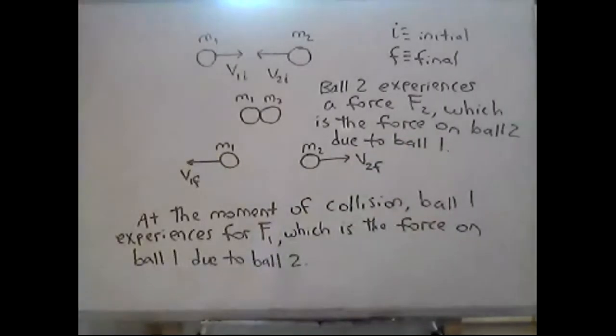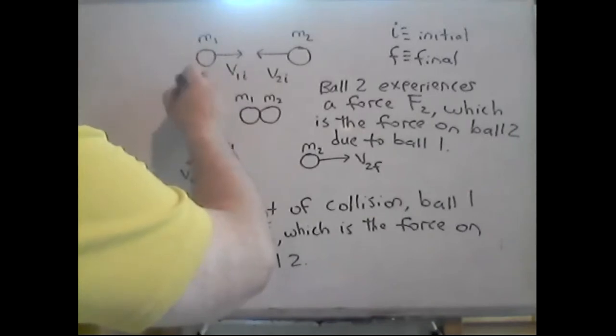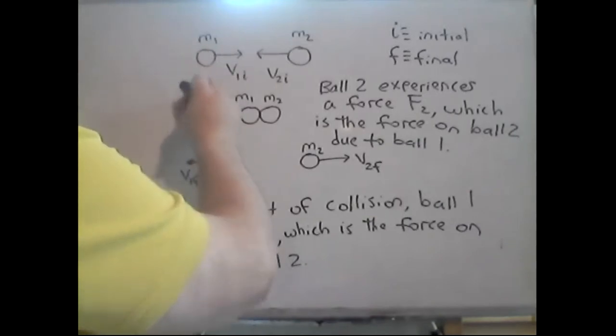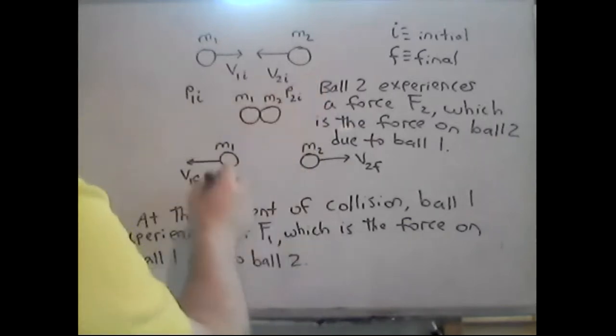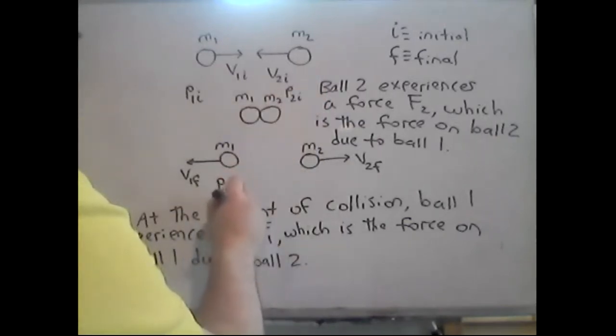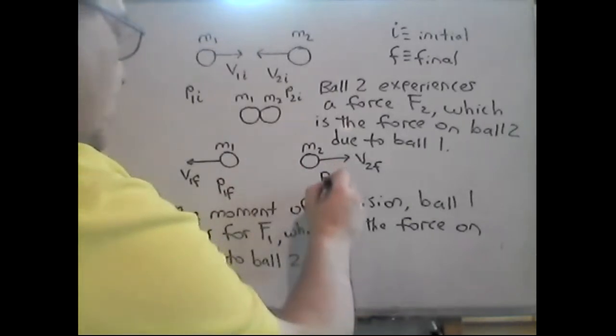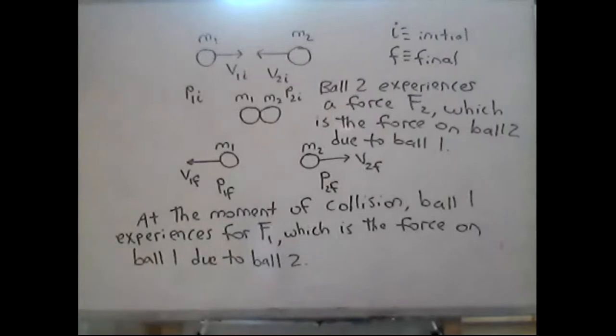Okay, so at the collision, ball one experiences force F1, which is a force on ball one due to ball two. Ball two experiences the force F2, which is a force on ball two due to ball one. All right, and then you can think of this M1 as having a momentum, say P1I. I'll leave the hats on. P1I here, this momentum is P2I, and finally, this momentum is P1F. This momentum is P2F, right? And you just get there by multiplying the mass times velocity together.